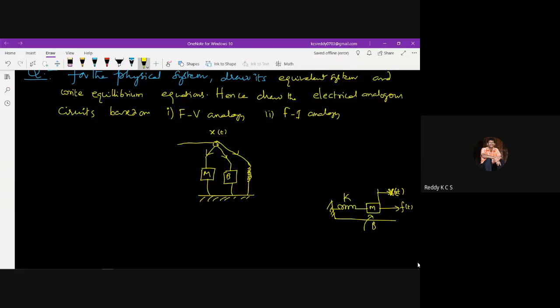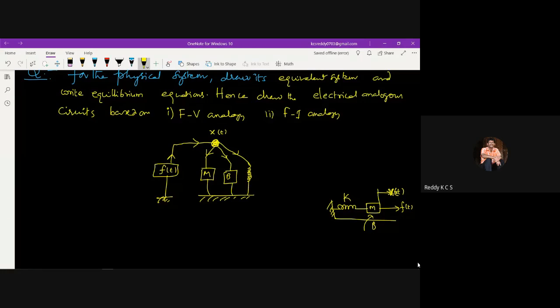So what is the input for this? The input is nothing but the force applied to this system. So this is the input node. So here, if you look at this, when I want to write the equilibrium equation at this particular node, what are the forces acting? The input is the force, and we can say this is called the output. So input and output. So write down the equations for this.